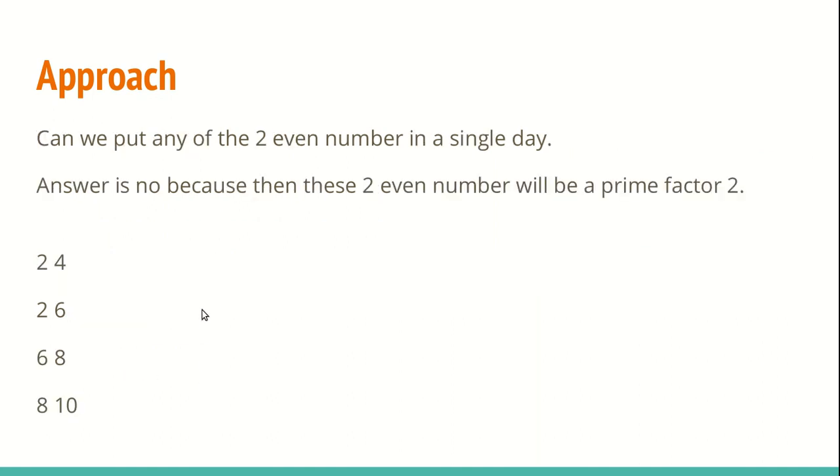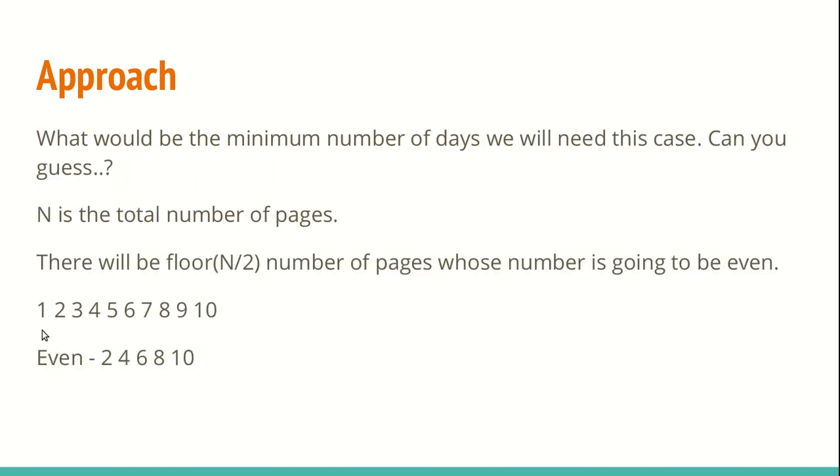So can we put any 2 even numbers in a single day? The answer is no. Why? Because these 2 even numbers will have a common prime factor of 2. What I mean to say is that if you put 2 even numbers on a particular day, then there would be a prime number 2 which can divide both of them, which essentially violates the condition given in the problem statement. So we need to place all the even number pages on different days, right? And the number of even numbers is floor of n by 2, right? So Chef will take a minimum of n by 2 days to complete the entire book, right?